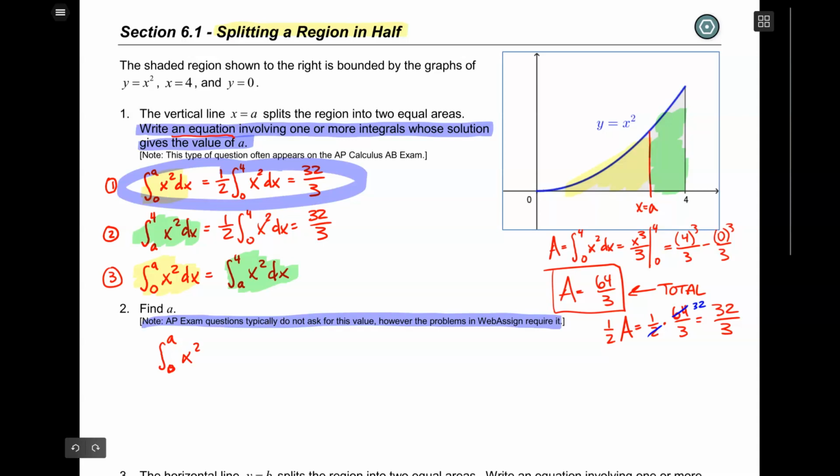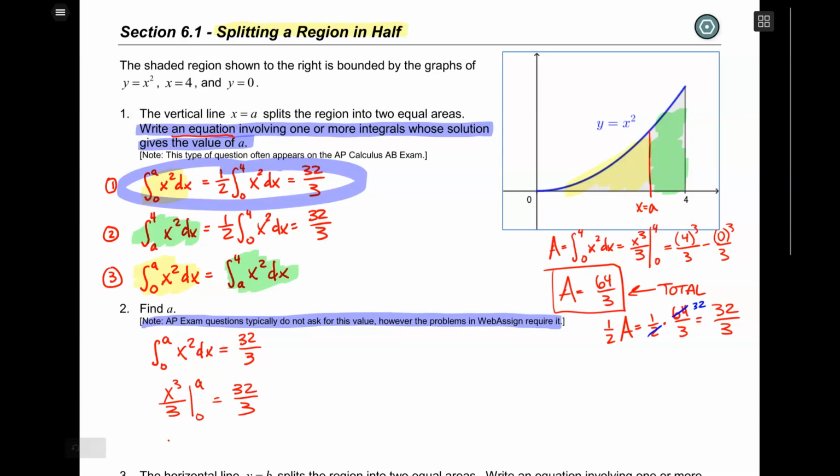Hold on, folks, you deserve better than that. It's getting a little sloppy. Definite integral from 0 to A, x squared dx, is equal to, I'm going to go with the 32/3. Okay, so let's go ahead and evaluate the left-hand side of that. I'm going to have x cubed over 3. I have to go from 0 to A, and that's going to be equal to 32/3.